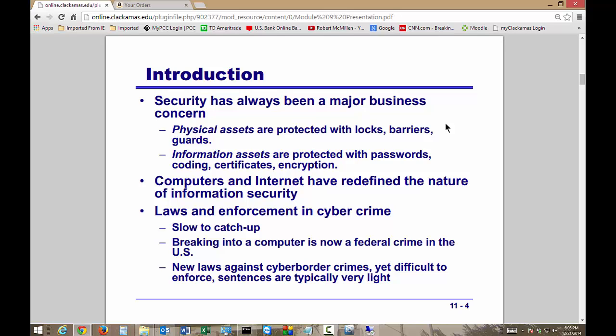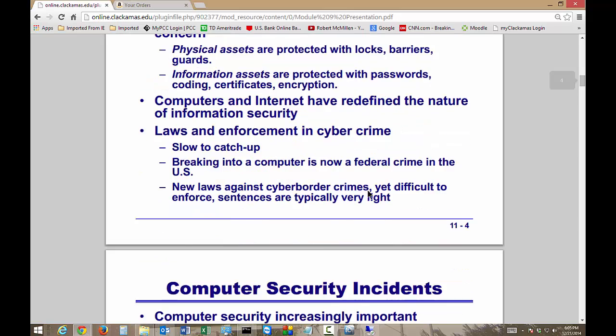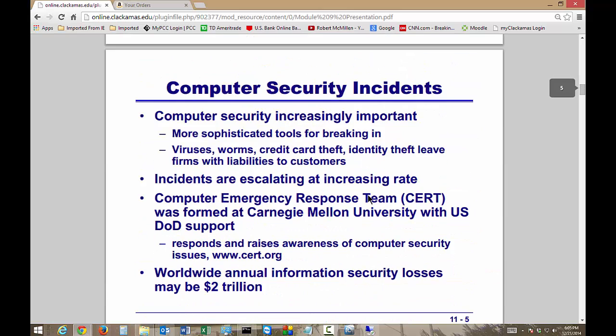Now we have laws that have finally started to catch up a little bit, but of course they're always going to be somewhat behind. Breaking into a computer is now a federal crime in the U.S., and new laws against cyber border crimes are yet difficult to enforce. Sentences are typically very light, so that needs to improve a lot. Computer security increasingly is becoming important.